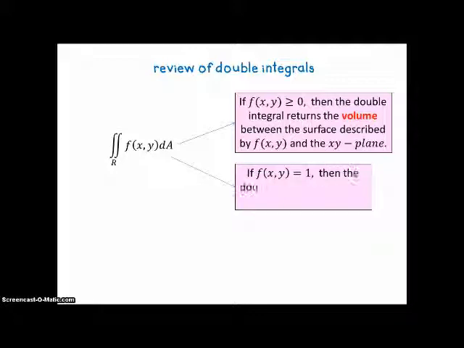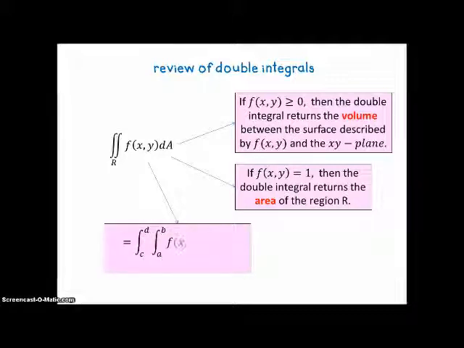If f of xy equals 1, then the double integral returns the area of the region R, because you're making the height 1 unit. And if we split the double integral with separate limits of integration for x and y, then we call that an iterated double integral.